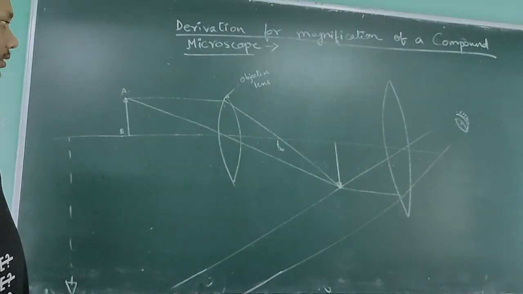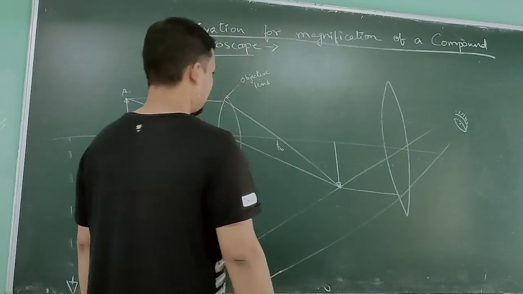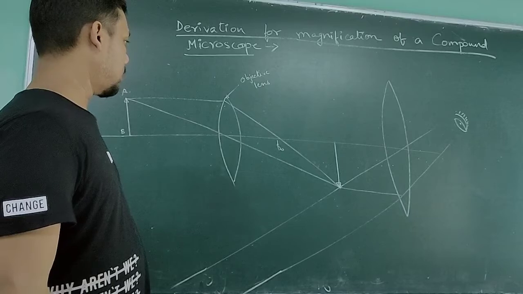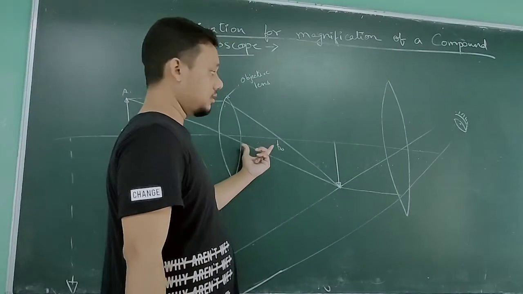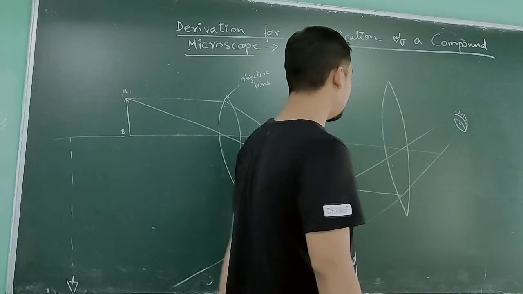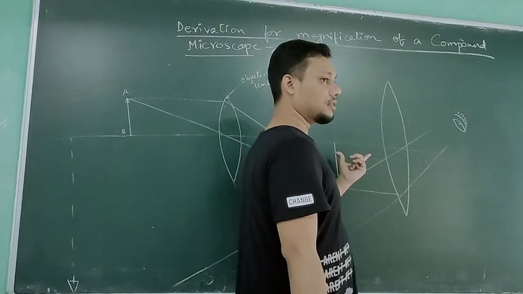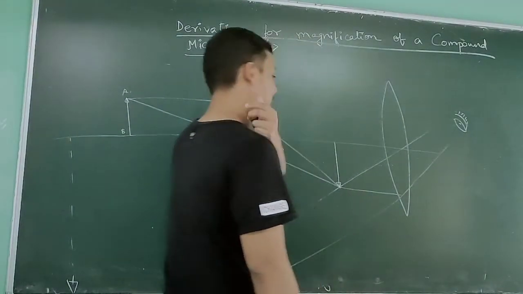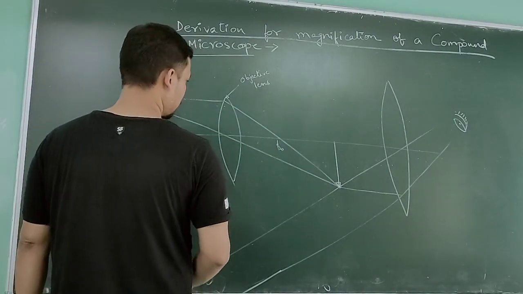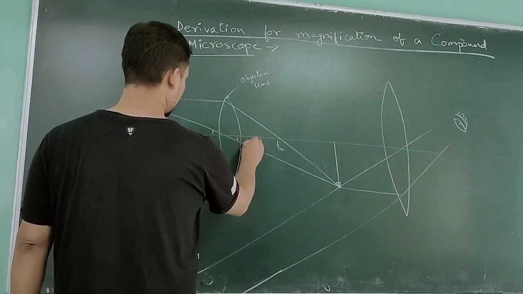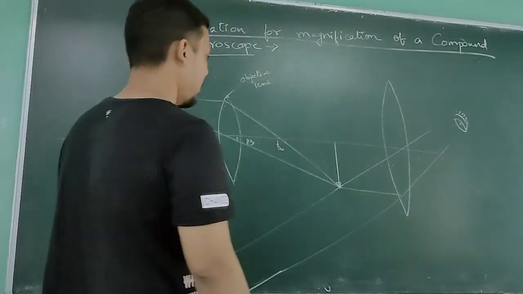Okay. Now, tube length. That is the length of the microscope. It is the distance between the second focal point of the objective lens and the first focal point of the eyepiece. This will be the tube length L, which we are going to use. Let this angle be beta. If this is beta, this will also be beta. Okay.